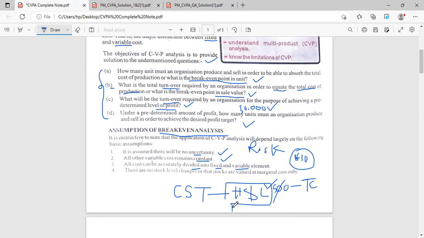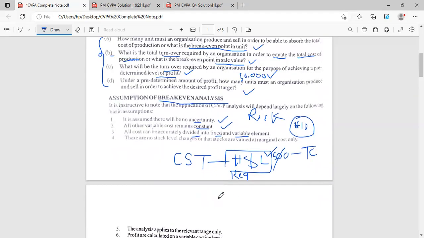We can also use another method known as regression, but they will not tell you to use regression. Basically, we use the high and low method, but I'm not trying to give you the various methods that are used to separate fixed cost and variable cost from total cost. So we have the high and low method. We have the regression method. We have the account balance method. Please take note of that.